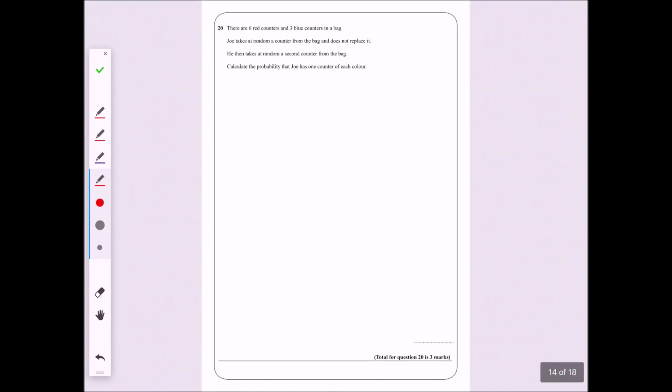Question 20. It says there are 6 red counters and 3 blue counters in a bag. Joe takes at random a counter from the bag and does not replace it, so that's really important. He then takes at random a second counter from the bag. Calculate the probability that Joe has one counter of each colour. So either a red then a blue or a blue then a red.